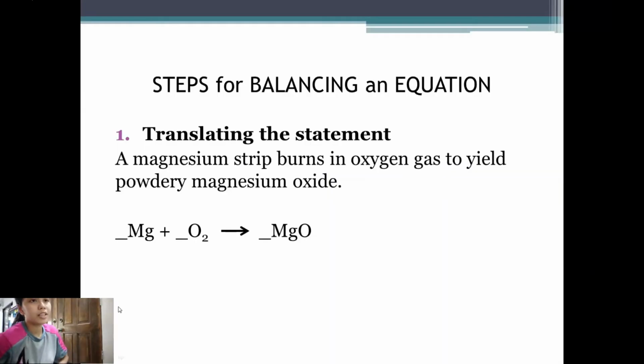Now, steps for balancing an equation. First is translating the statement. A lot of students commit mistakes here, so we need to be careful with it. A magnesium strip burns in oxygen gas to yield powdery magnesium oxide.